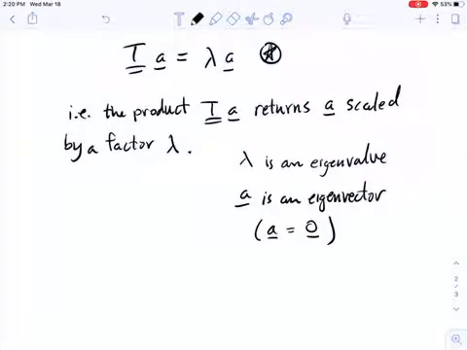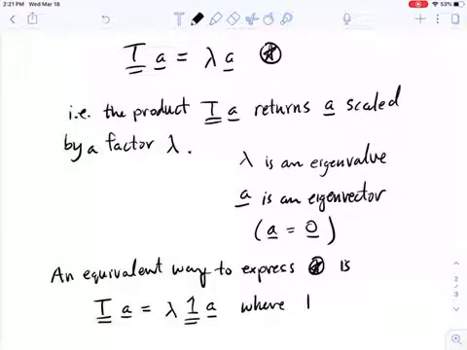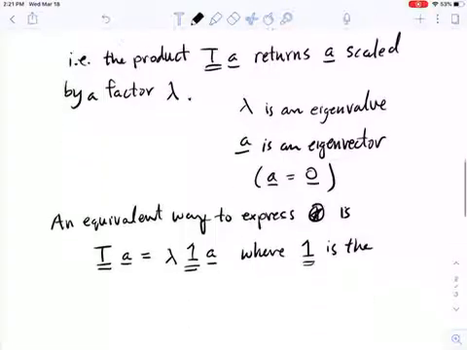So it has to be some kind of column vector with some non-zero entries. So we could express star in an equivalent way. So an equivalent way to express star is, so we'll leave the left-hand side alone, but I'm going to take the right-hand side and I'm going to insert the identity matrix, so the square identity matrix, where 1 is the identity matrix.